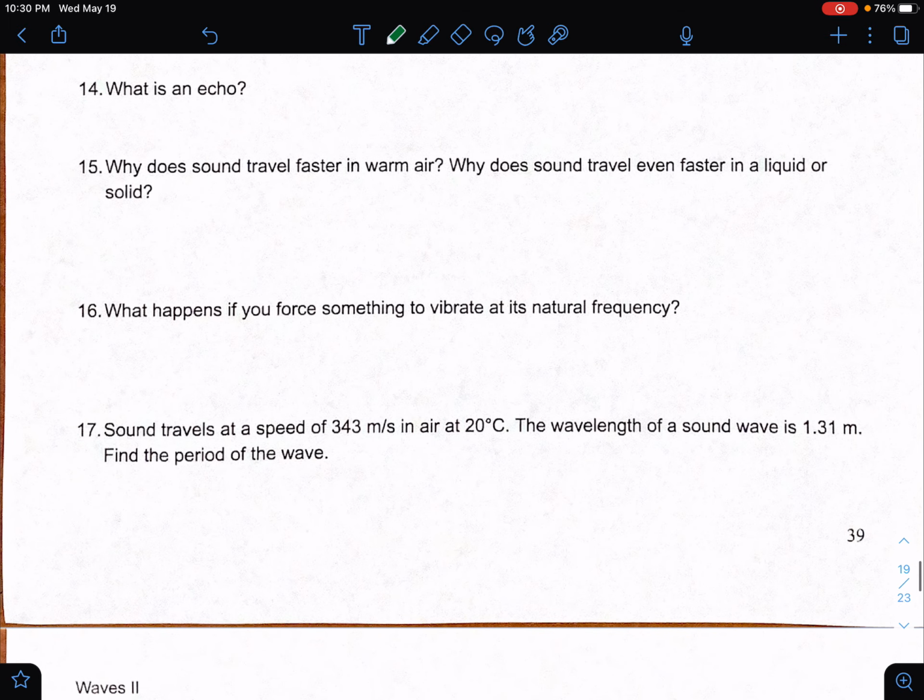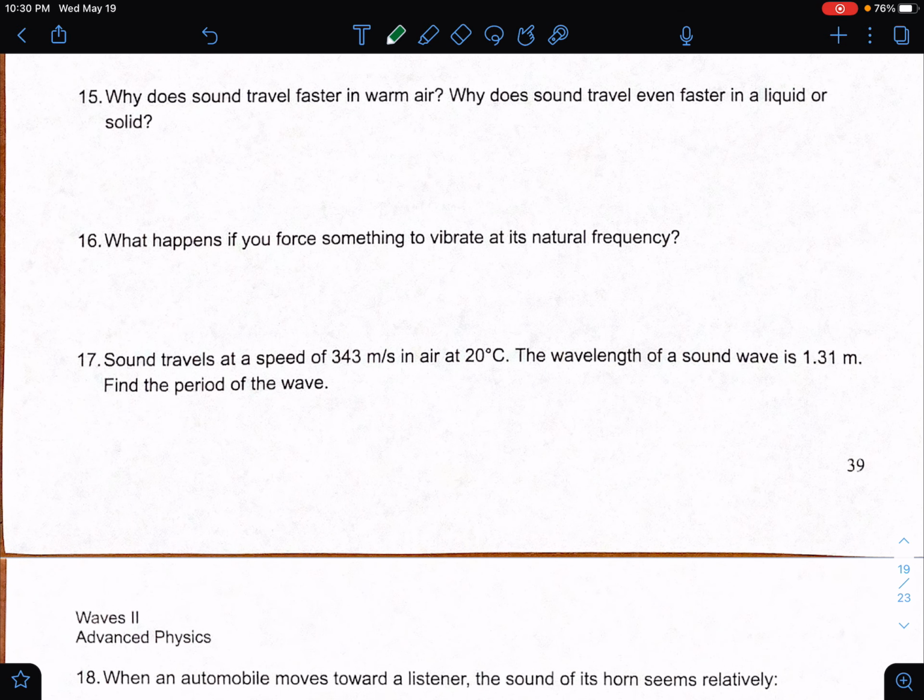Okay, 17, sound travels at the speed of 343 meters per second at 20 degrees Celsius. The wavelength of a sound wave is 1.31 meters. Find the period of the wave. So I know my wavelength is 1.31 meters, and I know velocity equals frequency times wavelength. I know I'm looking for a period.